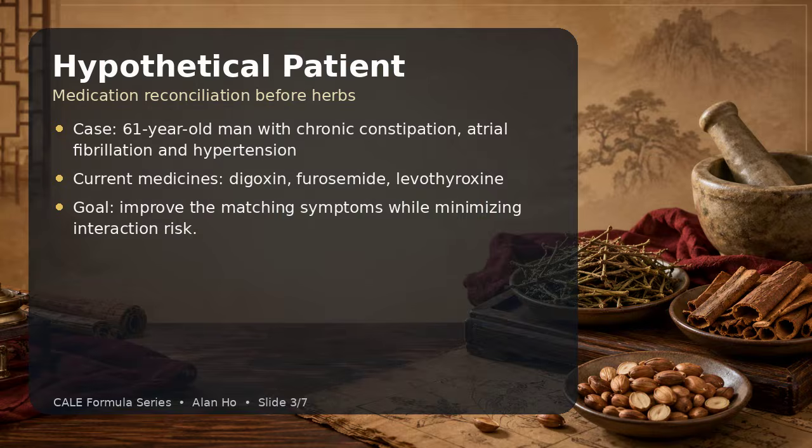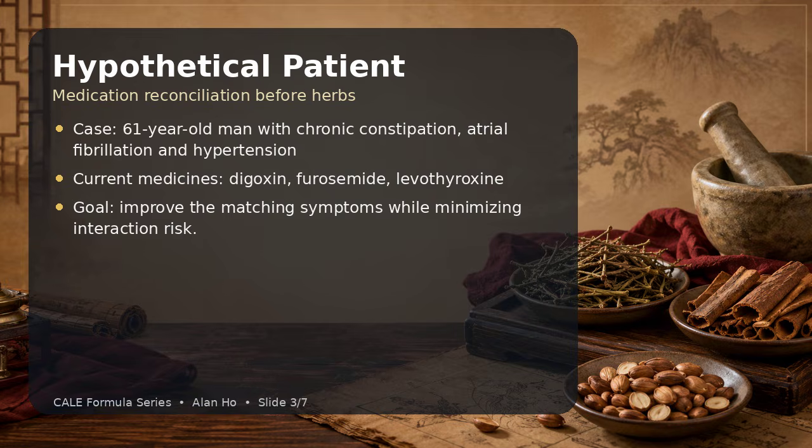My hypothetical patient is a 61-year-old man with chronic constipation, atrial fibrillation, and hypertension. The current medicines are digoxin, furosemide, levothyroxine. This case gives a plausible reason to consider the Cheng Qi Tang, but it also creates interaction questions.